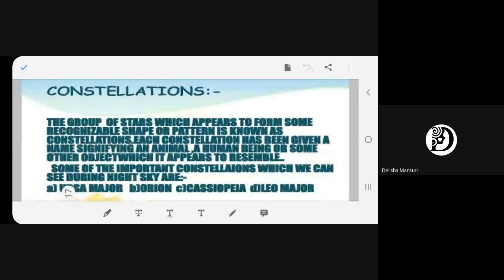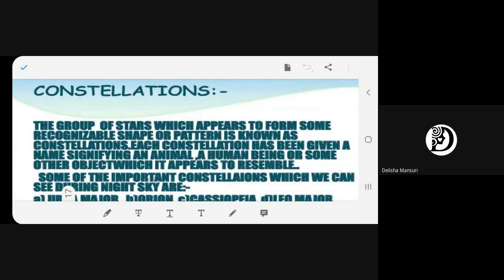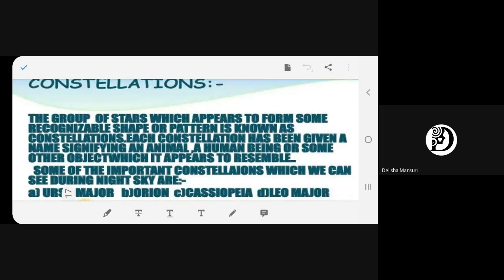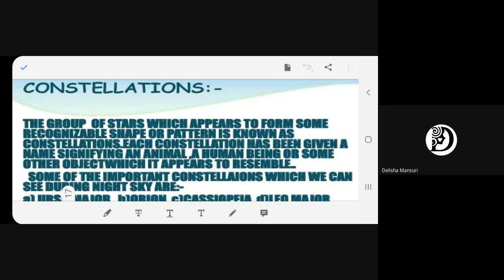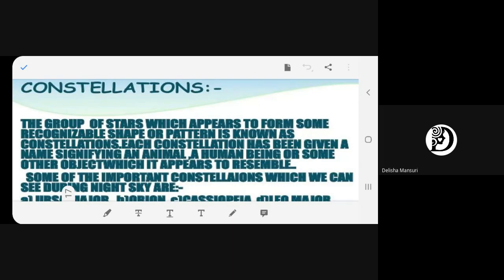Okay. Now we'll talk about the group of stars which makes a shape in the sky. That is called a constellation. What is it called, beta? Constellation. When you look at the sky for some time, you can see some stars making groups, and they have shapes. These stars, which form a group and have a recognizable shape, are called a constellation. Yes, ma'am. It is giving you a shape, and this is called a constellation.